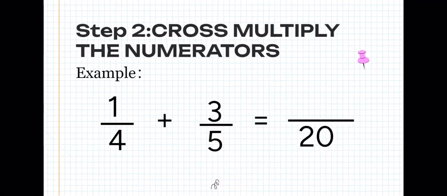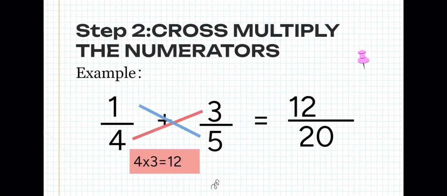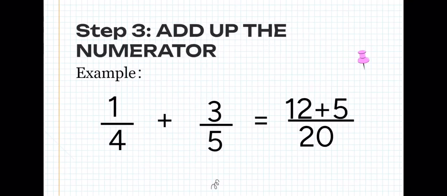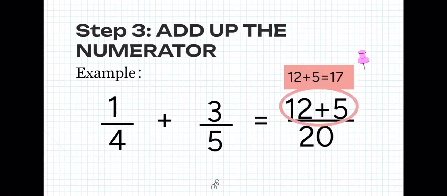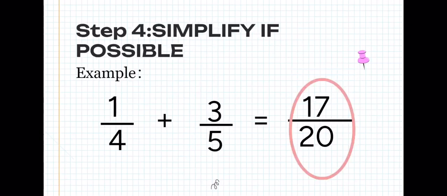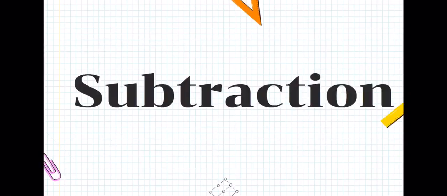And next, cross multiply the numerators. 4 times 3 equals 12 and 1 times 5 equals 5. So write 12 plus 5 and then add up the numerator. 12 plus 5 is 17, so write 17. If we can simplify, just simplify, but we cannot simplify this, so this is the final answer, 17 over 20.